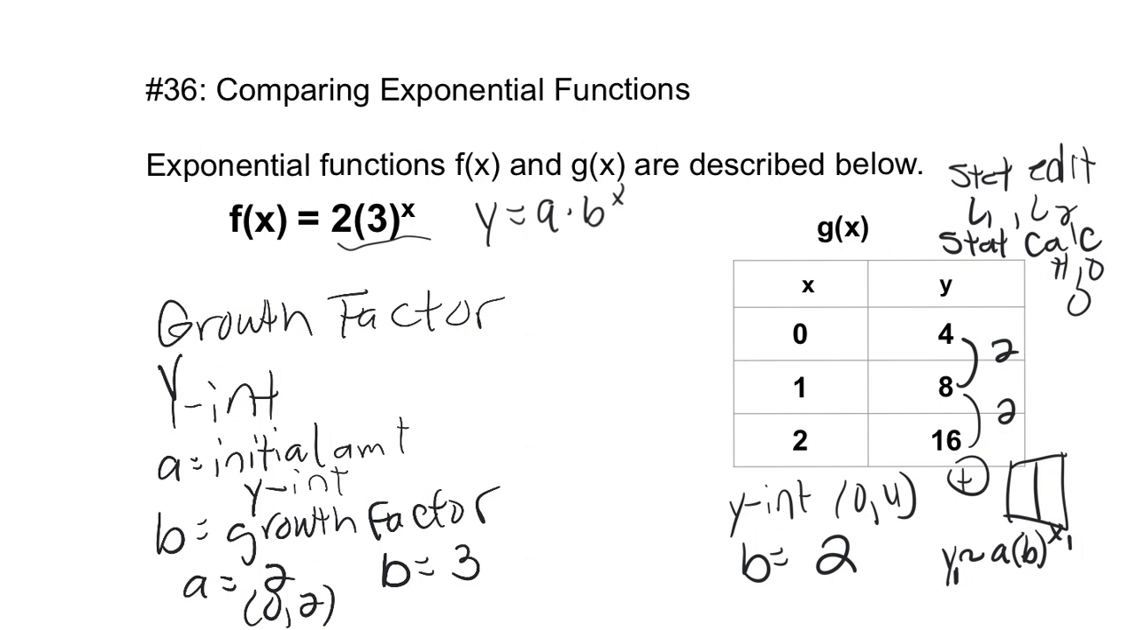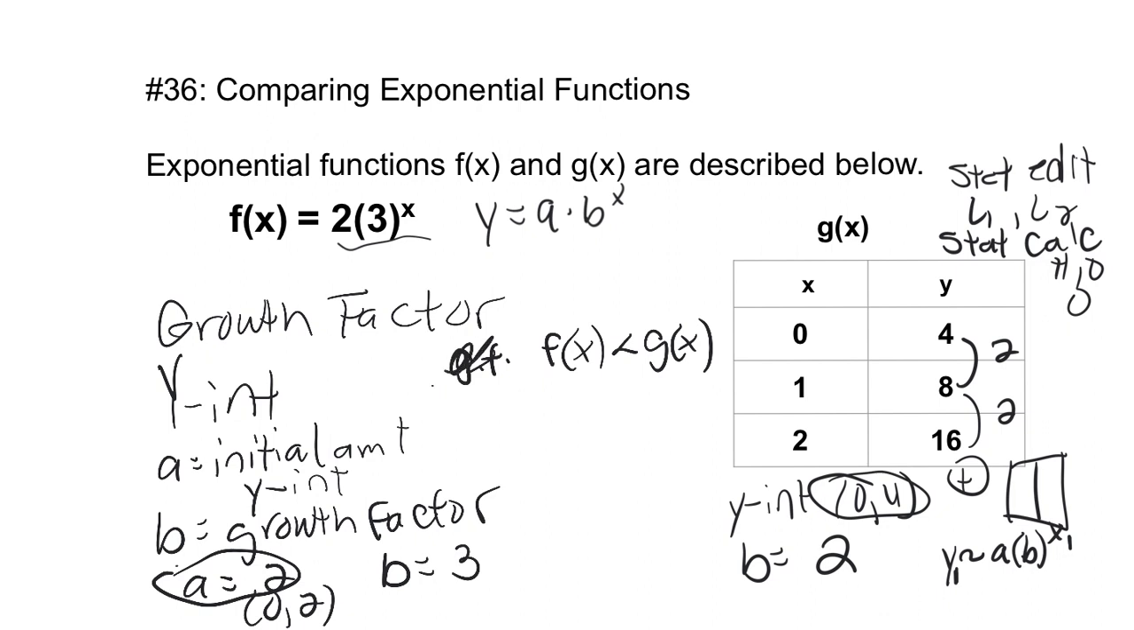So if you're comparing the two, I would say f of x, if we're talking about the y-intercept, guys, the y-intercept. For the y-intercept, f of x is going to be smaller than g of x because f of x is 2 and g of x is 4.